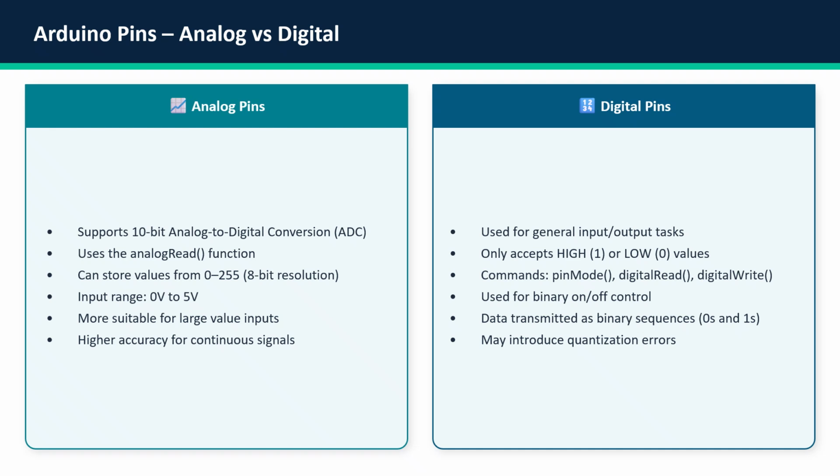Audio pins, analog and digital. What's the difference between analog and digital pin? Analog supports 10-bit analog to digital conversion. It uses the analogRead function. It can store values from 0 to 255. It is more suitable for large value inputs, with high accuracy for continuous signals. Digital pins are used for general input and output tasks, for binary on-off control, with data transmitted as a binary sequence in terms of zeros and ones.